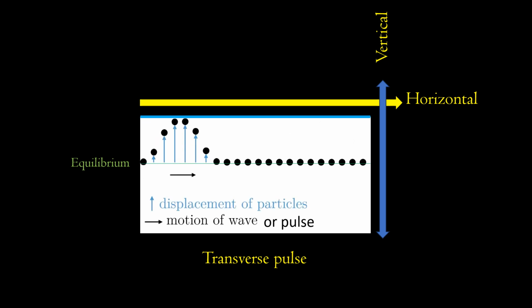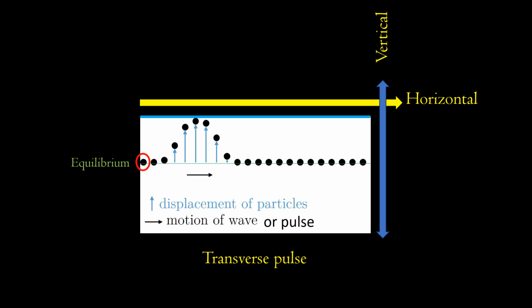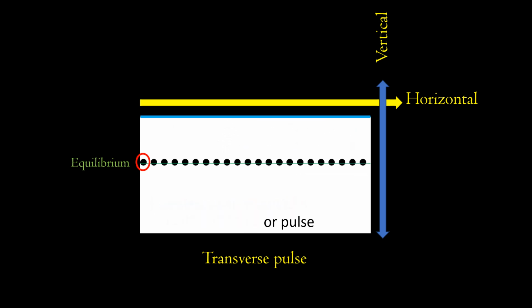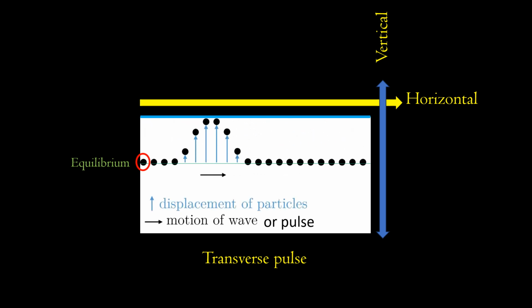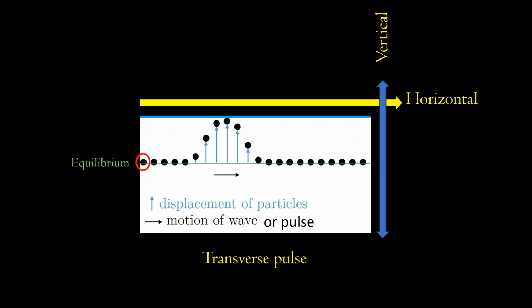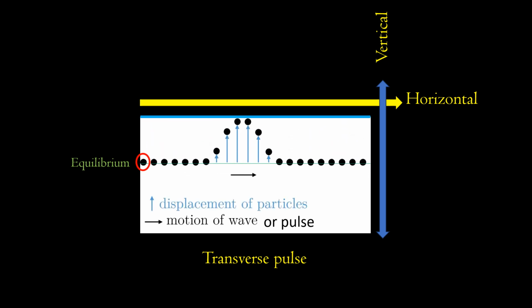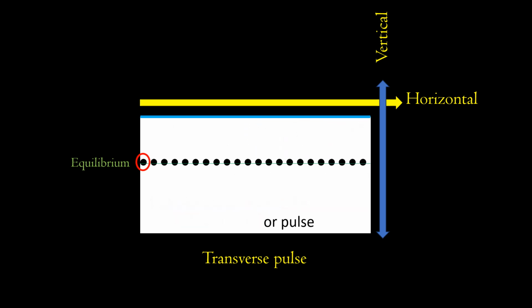I want us to focus on the first particle over here, the one that I've circled in red. As the pulse sweeps through it, the particle looks like it jumps from equilibrium to its highest point, then back to equilibrium. The particle goes up, then down as the pulse goes through it. This means that the particle's change in position is in the up and down direction, or it is in the vertical direction. Now, the vertical and the horizontal directions are said to be perpendicular to each other.